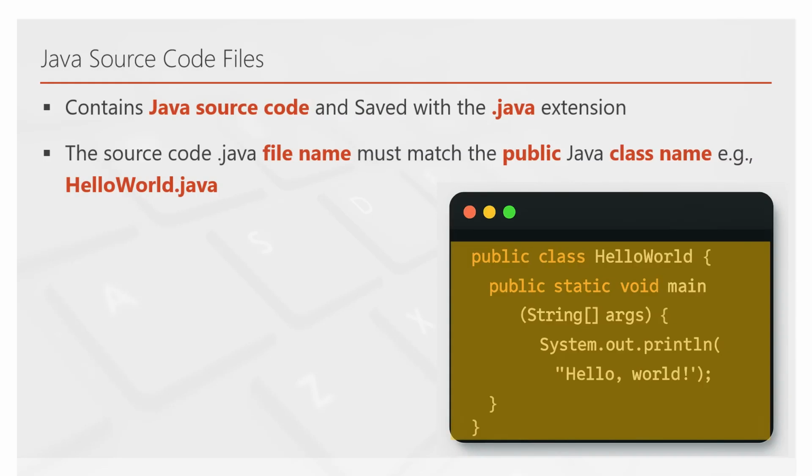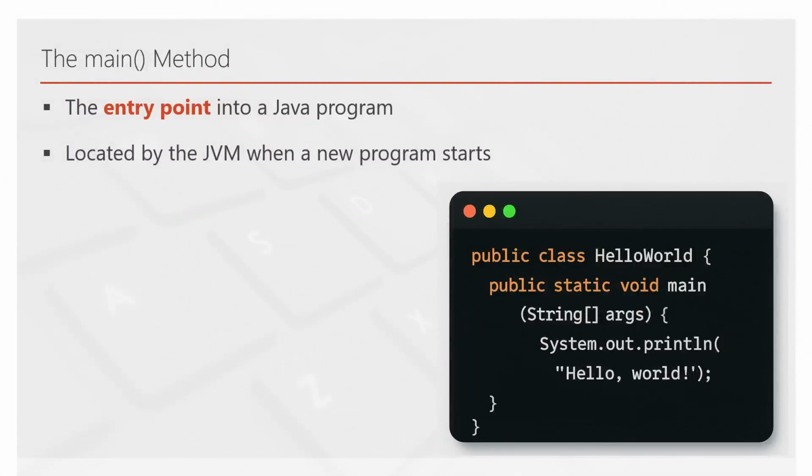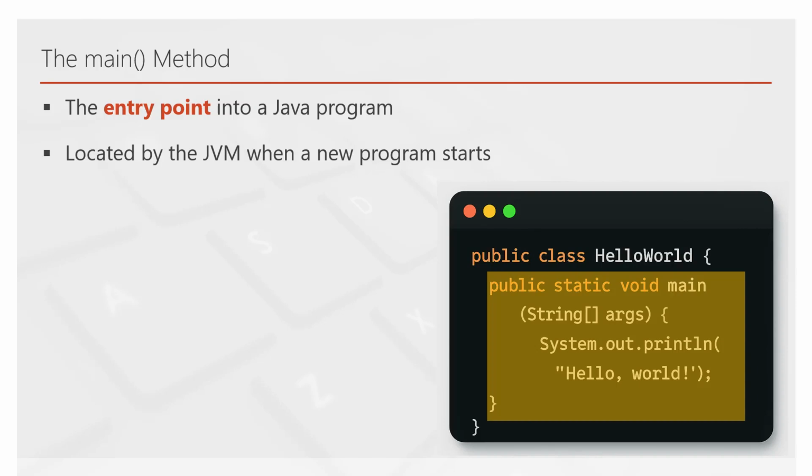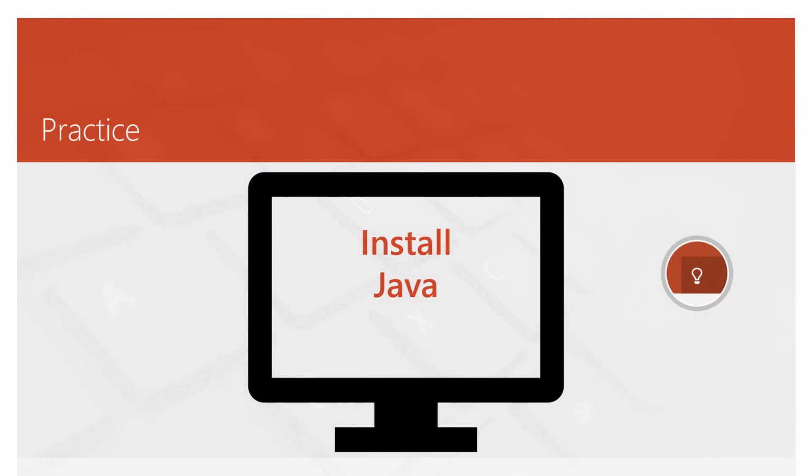So in this example, you can see that I have a class named HelloWorld. And if this file is saved, it'll be saved as HelloWorld.java. The main method is the entry point into a Java program, and it is located by the JVM when a new Java program runs. For our first coding practice, we will install Java.